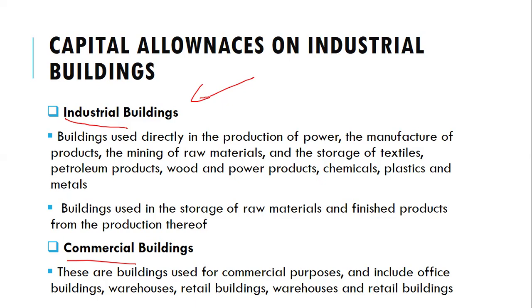And then commercial buildings, these are administrative in nature. They're not used in the manufacturing, but they're just used for the purpose of administration of the business. So things like head offices, things like warehouses that do not store goods used in the manufacturing or raw materials, but other finished goods that you're going to resell. Retail buildings, showrooms, all those are commercial buildings. They're not used in the manufacture of goods that are going to be subsequently sold.